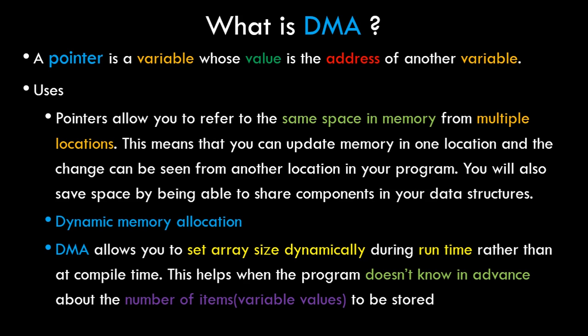So as you can see in the last point, DMA allows you to set array size dynamically during runtime rather than at compile time. So this helps when the program doesn't know in advance the number of items or variable values to be stored. And this can be achieved using pointers. So now let's see the actual implementation, and we'll see a program of how DMA or dynamic memory allocation works.